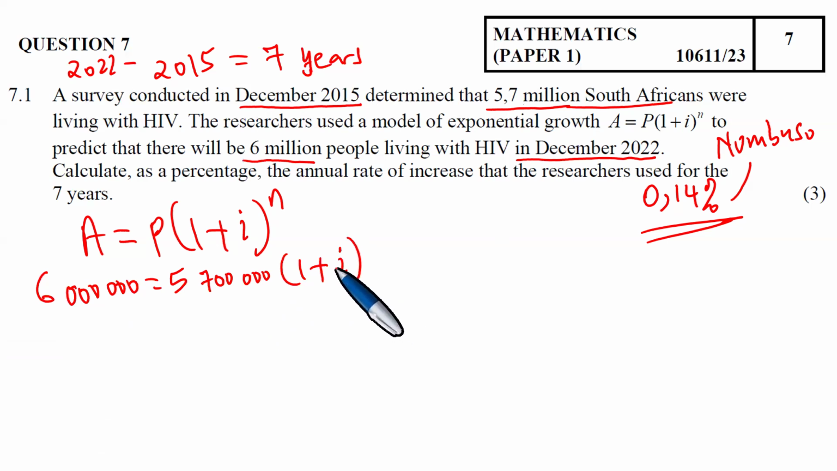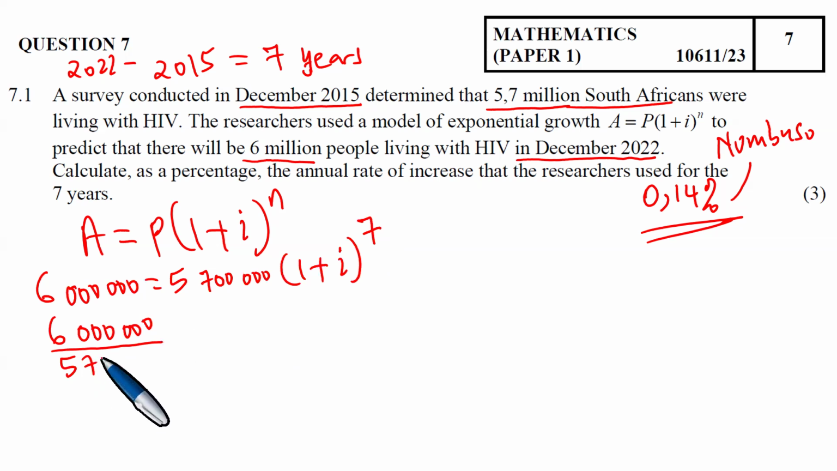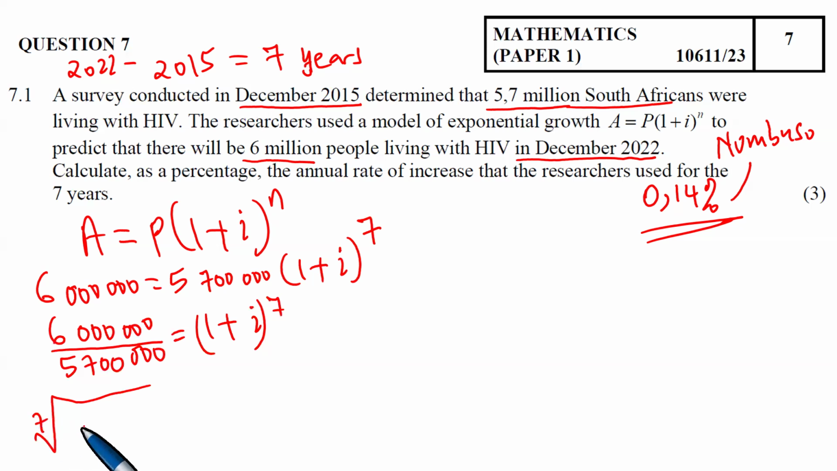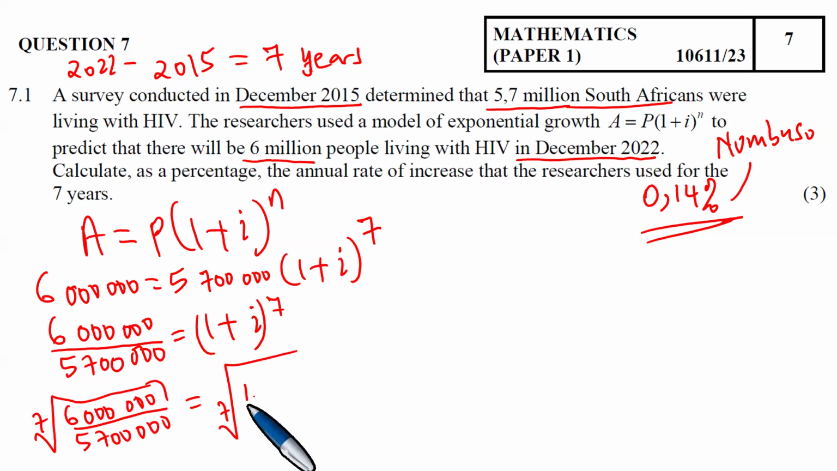I to the power n, where n is 7 years. So you divide by 5.7 million, which is 5,700,000, giving us exactly 6 million. So 6 million divided by 5.7 million equals (1 plus i) to the 7th power. Here you're going to get the 7th root of 6 million divided by 5.7 million, and then you also take the 7th root of (1 plus i) to the 7th power.